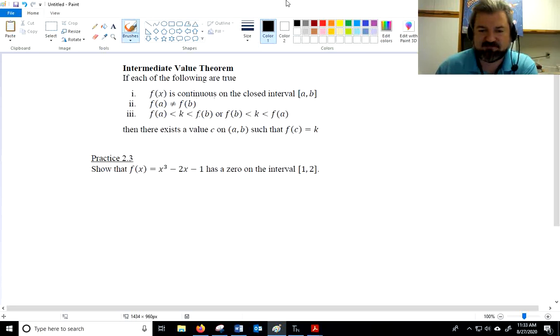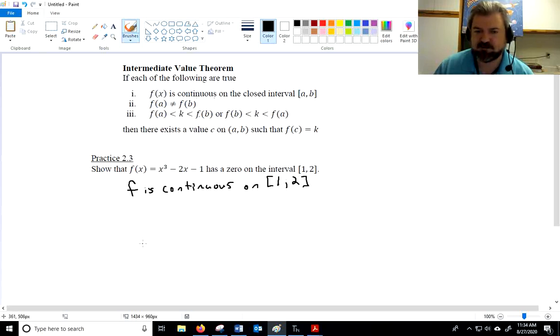All right, we're going to show that f of x has a 0. The first thing I'm going to do is check this condition right here. This is a polynomial, and you can just immediately conclude that polynomials are continuous everywhere. So I'm going to say f is continuous on this closed interval. All right, cool.